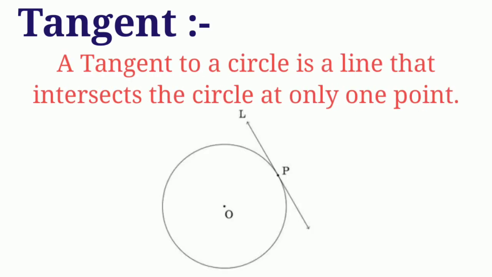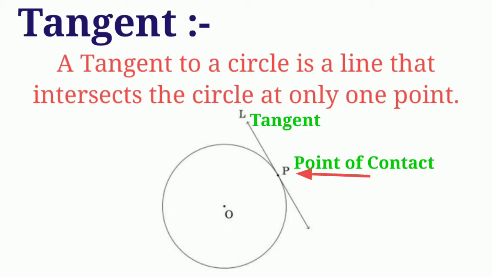Let's start this video with the basic concept, that is tangent. A tangent to a circle is a line that intersects the circle at only one point. See here, L is intersecting the circle at the point P, which is the point of contact. So that line you can call as a tangent to the circle.